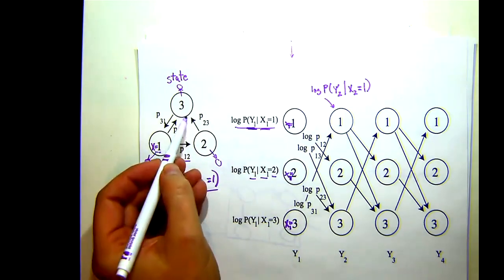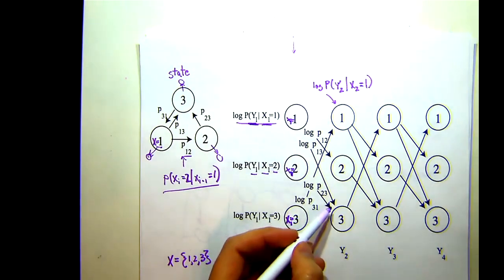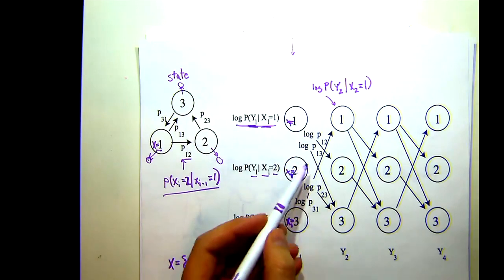If you're in 2, you can only go to 3. If you're in 3, you can only go to 1. So that is sort of the state diagram, how you can move around between x's. And so when you draw this trellis diagram, you add edges basically that are the possible transitions between states.